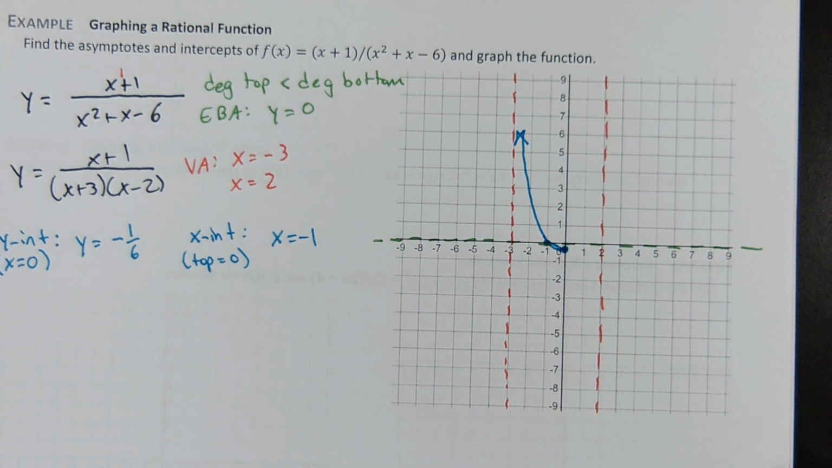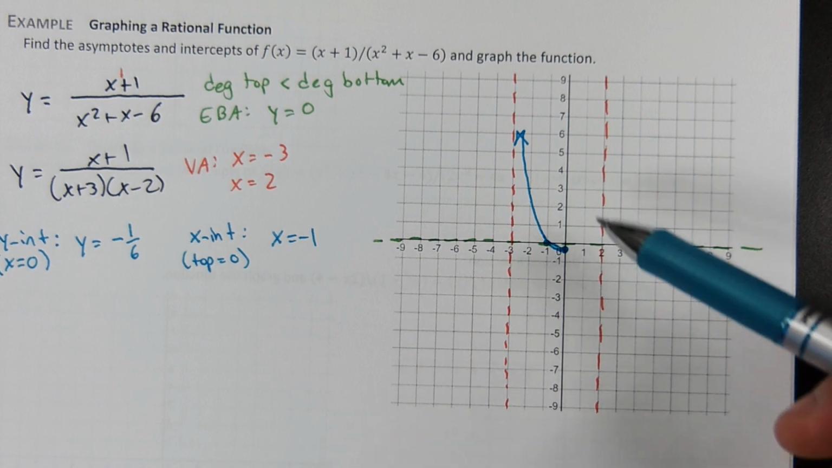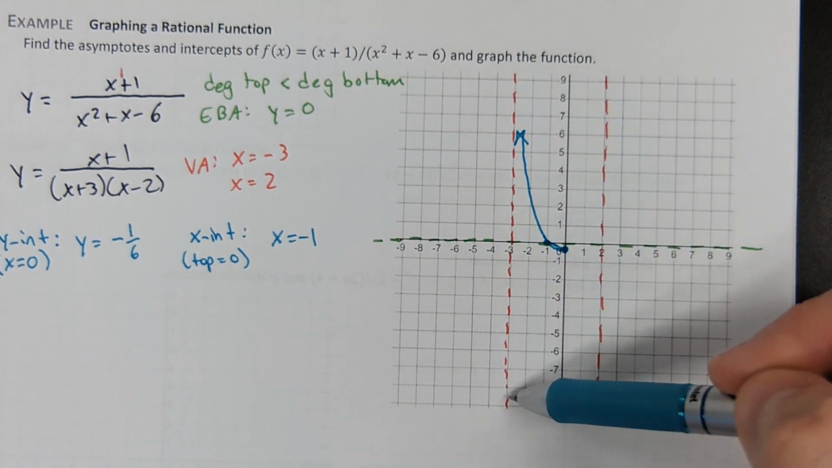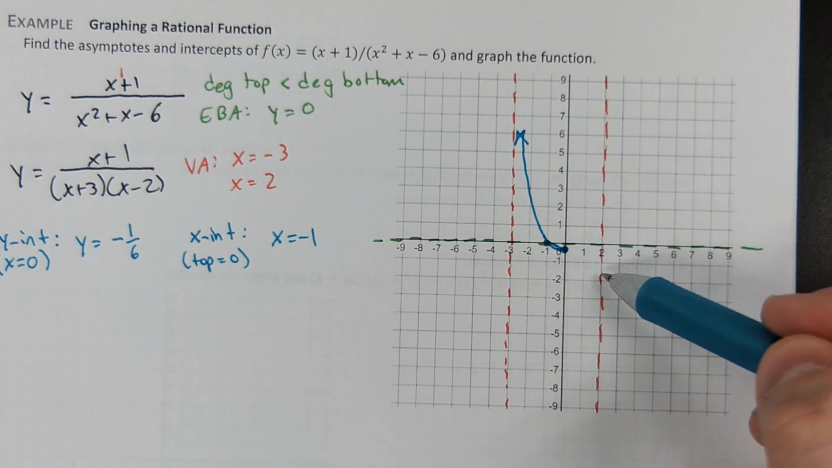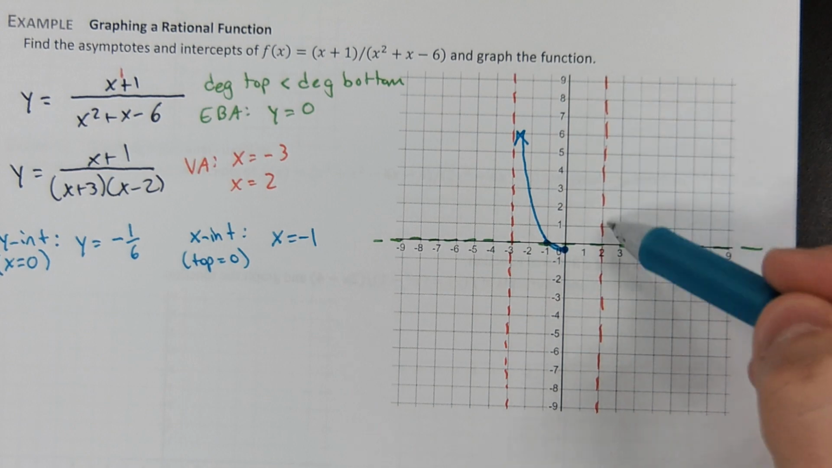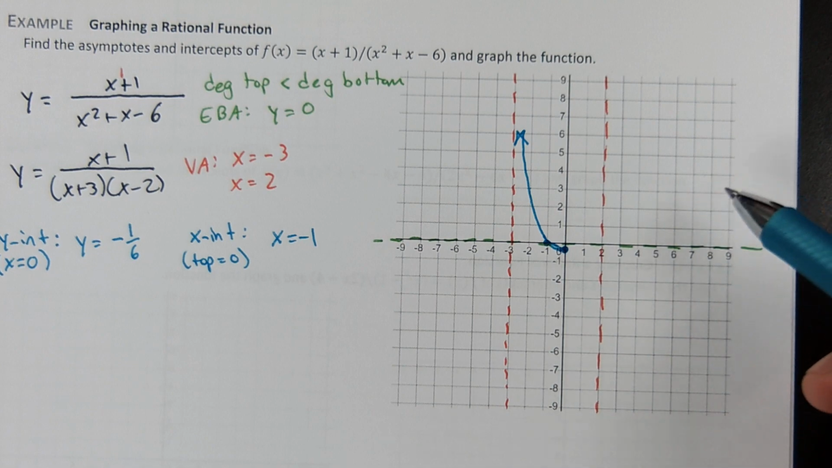But to figure out more of this graph, I don't have an option. I have to literally plug and chug. I have to take some x values and I have to plug them in. What we need is an x value to the left of this red line, an x value between here and this red line, and an x value to the right of this red line. And let me tell you why we need those 3 things.